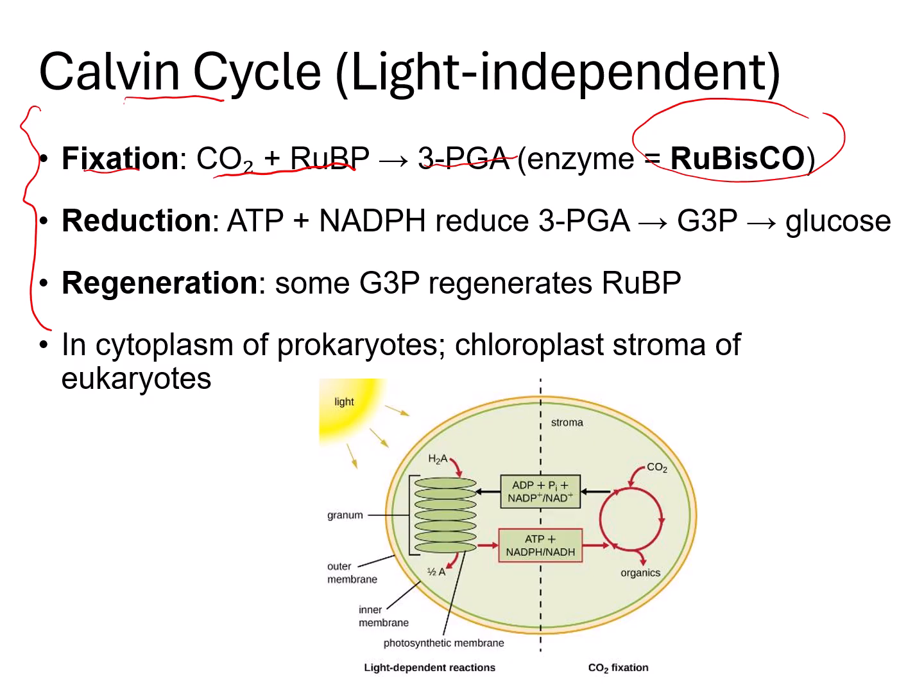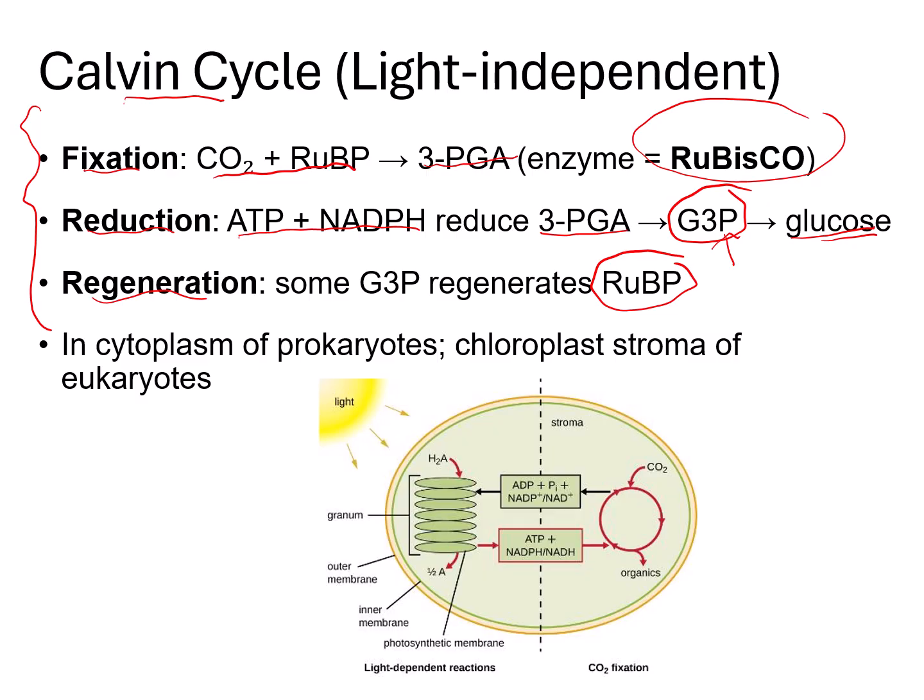In the next step, reduction, ATP and NADPH will be used. Remember, these came from those light-dependent reactions. Those will be used to reduce 3-PGA to form G3P, glyceraldehyde 3-phosphate, which we saw before in glycolysis. G3P can be used to make glucose. Finally, in regeneration, some of the G3P that's not used to make glucose will be used instead to regenerate ribulose bisphosphate so the cycle can continue.